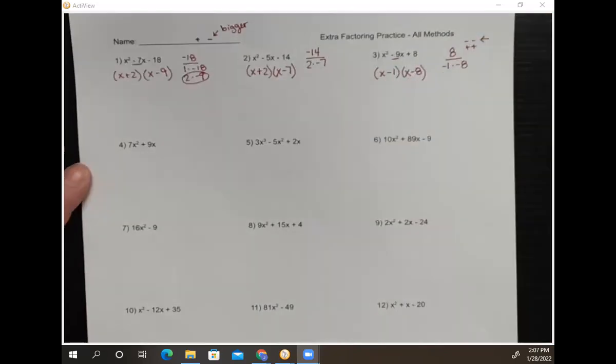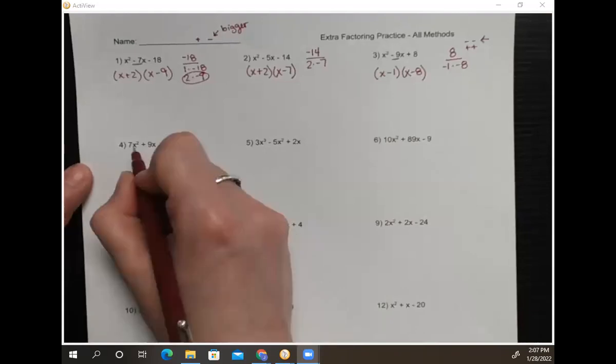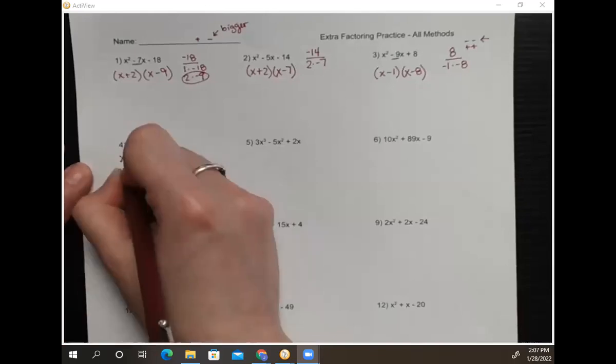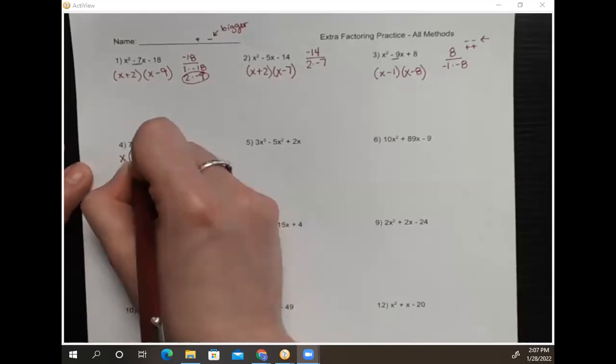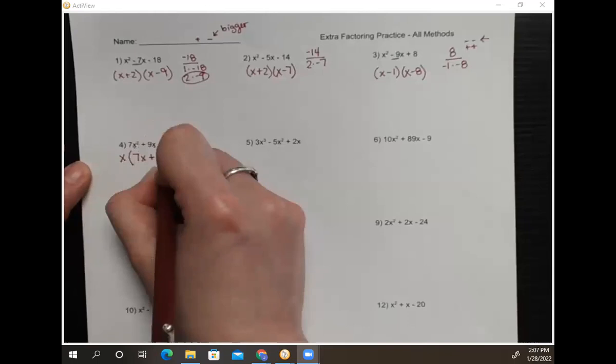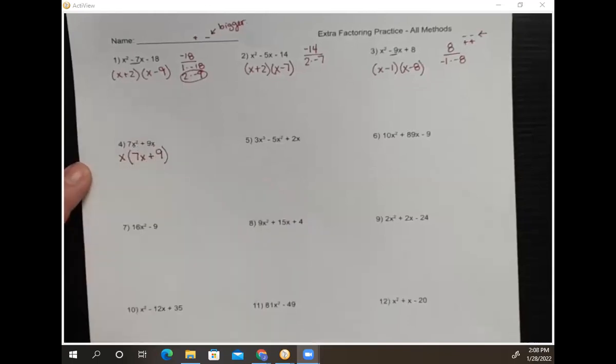Number 4 is a little different. We don't have 3 terms here. I still want to start the same way by looking for a greatest common factor. If I look at my terms here, 7x squared plus 9x, these both have an x. So that's my GCF here. I'm going to pull out x, factor out x from each term. That would leave me with 7x plus 9. I've taken an x out of each term. And now I don't have x squared anymore, so I'm done factoring. All I could do there was take out a GCF.